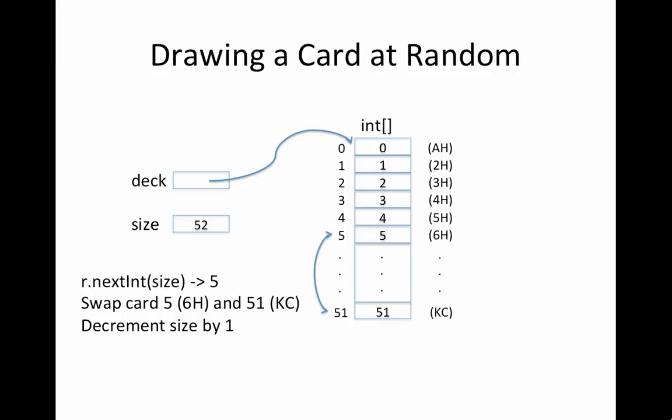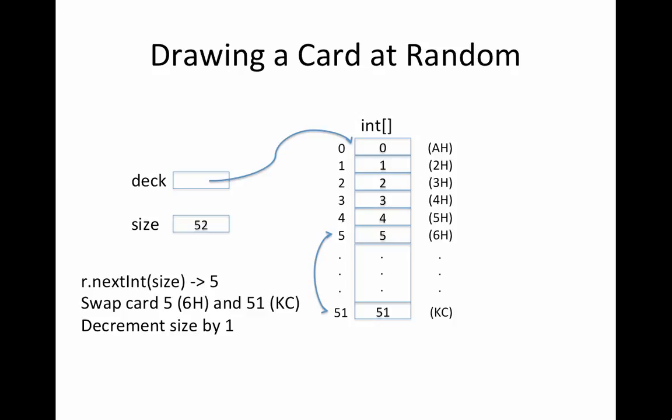If we want to draw a card at random, we are going to use the nextInt method from the Random class, as we have seen in a previous example. And we are going to use the nextInt method that takes a bound as a parameter. That bound means that the random integer that the method will return to us will be less than the bound. So we use the size of this deck as this bound, and suppose, for example, that the random number that is returned is 5.